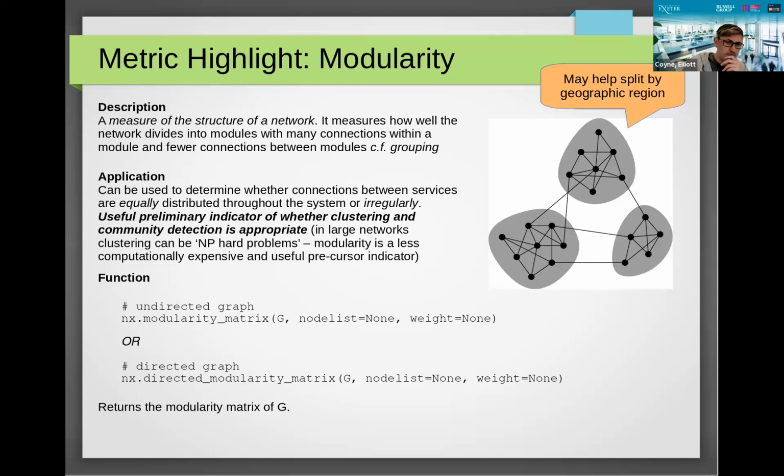And again, the way that this can be implemented is slightly different if you're looking at an undirected versus a directed graph. It would just be nx.modularity_matrix, and then passing in the graph object. Again, if you want to look at specific nodes, you're passing in the list. And again, if they're weighted edges, you can put that information in as well. And if you're looking at a directed graph, then it is nx.directed_modularity_matrix with, again, the same parameters. Again, all of these are covered in documentation.